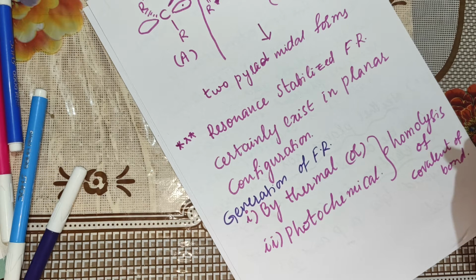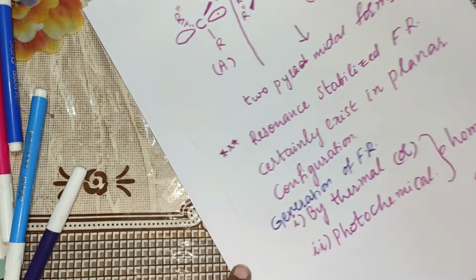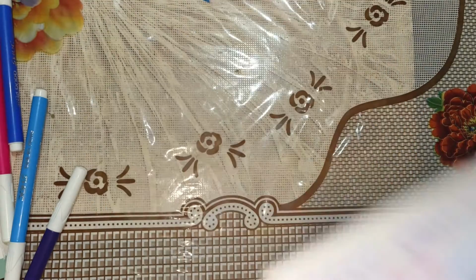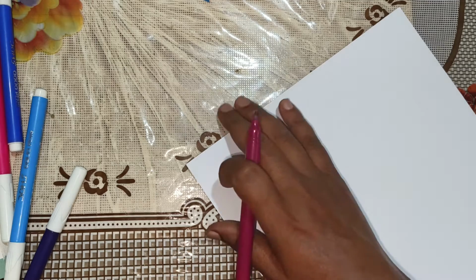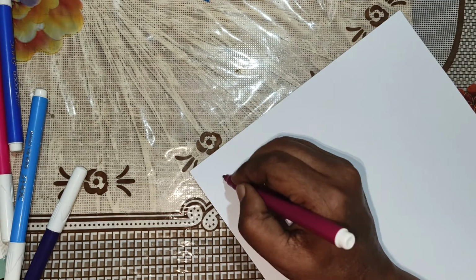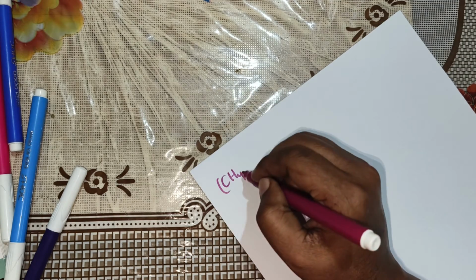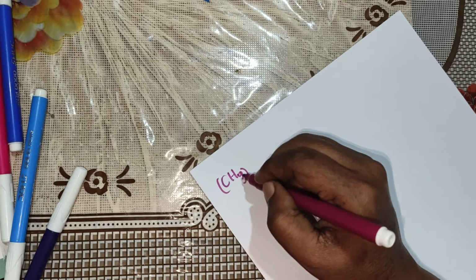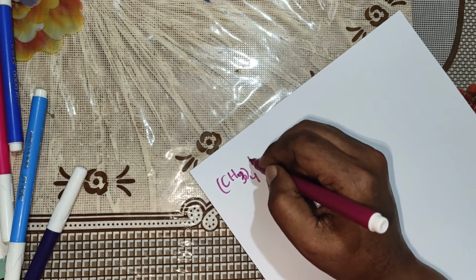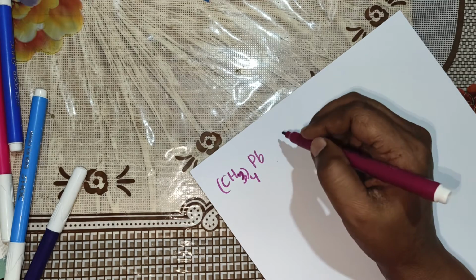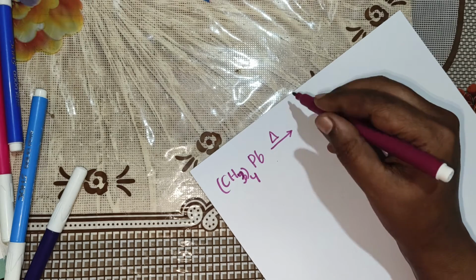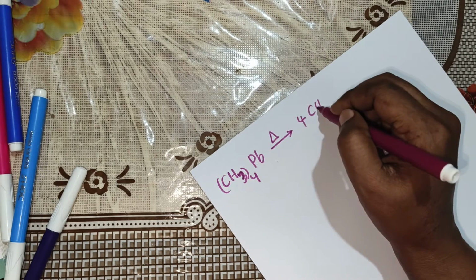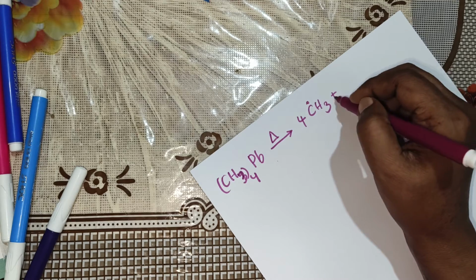Free radicals, some examples. Let us see some examples of how the free radical can be generated. Let's see. Pb(CH3)4, upon heating, gives 4 CH3 plus Pb.